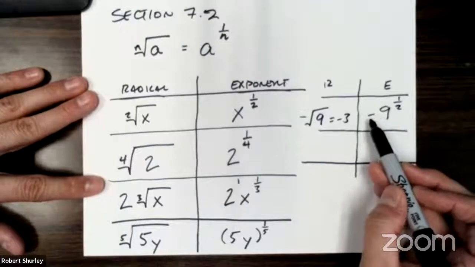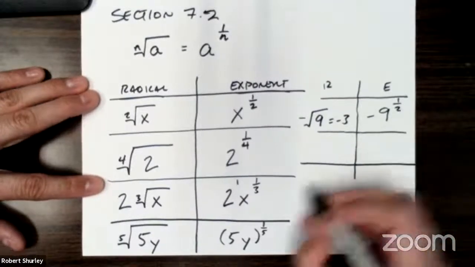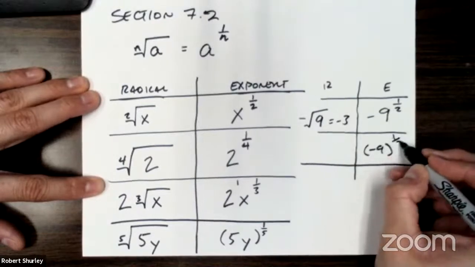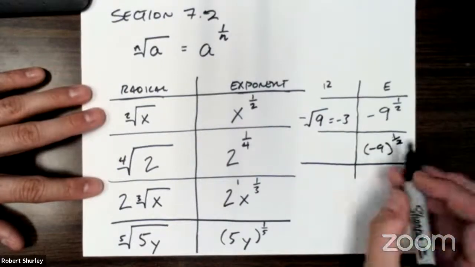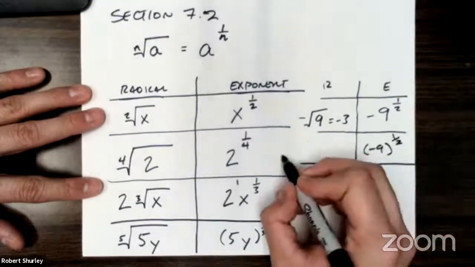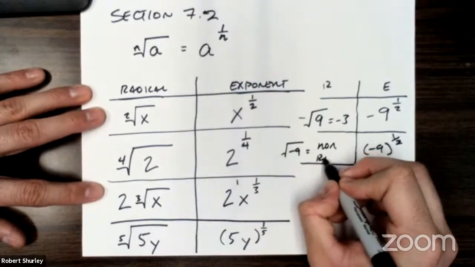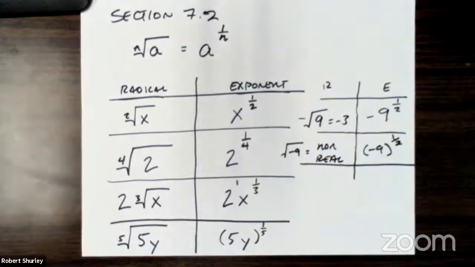If we wanted that negative to be raised to the 1/2, just like down here, we would need parentheses. So negative 9 raised to the 1/2. Now we know this would wind up being the square root of negative 9, which for us is just non-real at this point. Again, we're going to talk more about that in section 7.7.